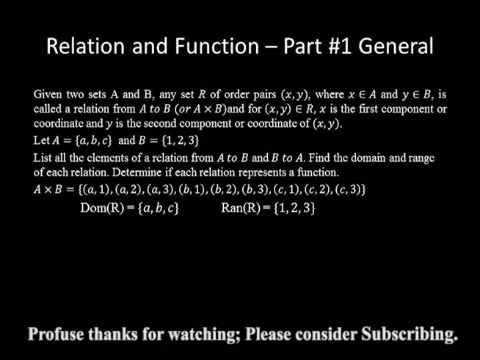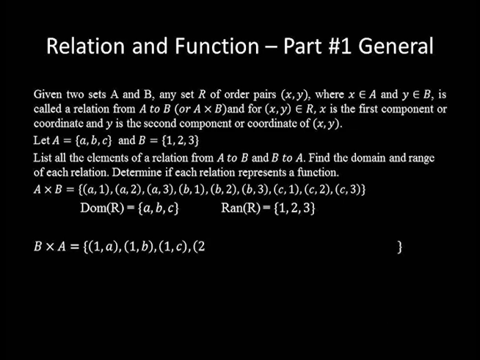Again, feel free to stop this video and form a relation from B to A by yourself and answer the questions. Good. Let's check the answer. B to A equal to, in this case, we will take one element from B and form an ordered pair by relating it with each element in set A. 1 relates to a, 1 relates to b, 1 relates to c. Similarly, we can form the other ordered pairs as 2, a, 2, b, 2, c, 3, a, 3, b, and 3, c.